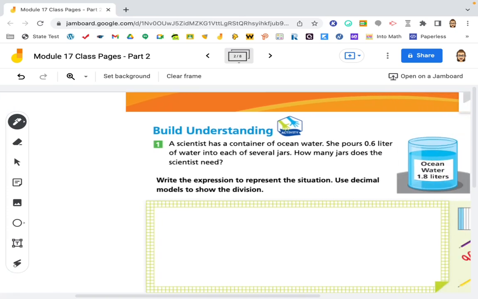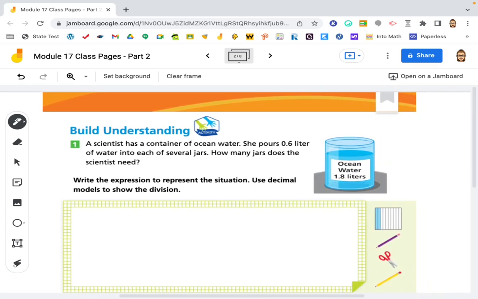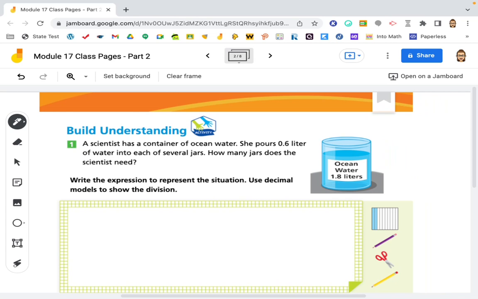So here it says, a scientist has a container of ocean water. She pours 6/10 liter of water into each of several jars. How many jars does the scientist need? It says, write an expression to represent the situation and use decimal models to show division.